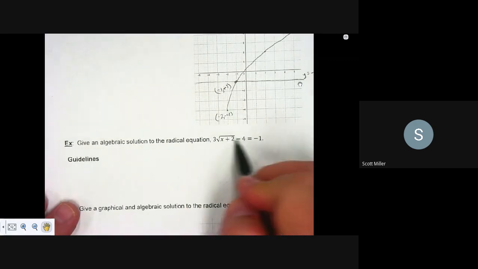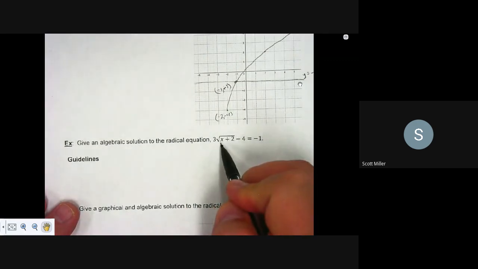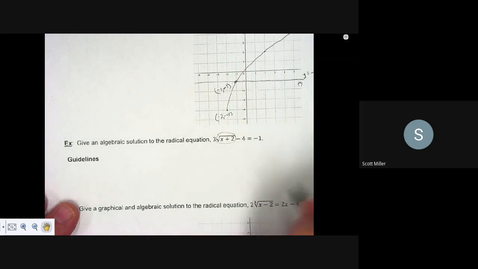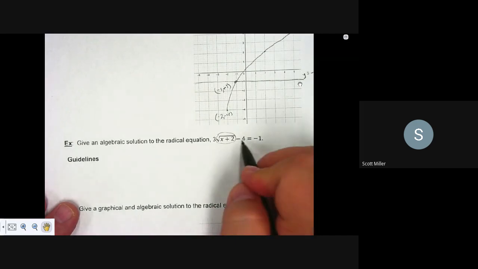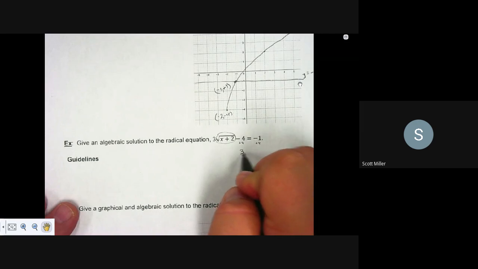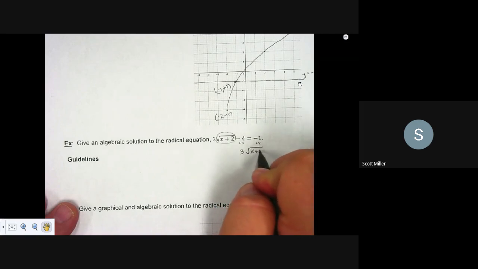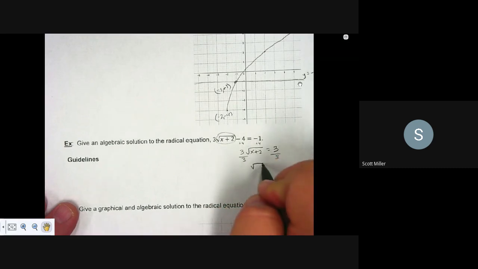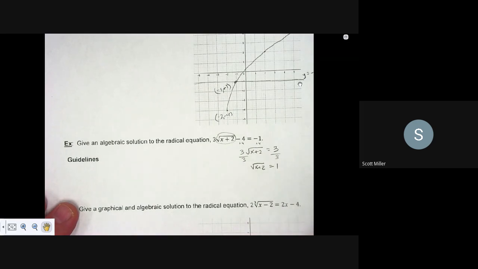So the first thing I want to do is I notice I have a radical symbol, and I need to isolate that. So that means I need to get just this by itself, and everything else on the other side. So think about this as solving an equation. I need to add the 4, and I'll get 3 times the square root of x plus 2 equals 3. Then I need to divide by 3 on both sides. And now I have the square root of x plus 2 equals 1. That's where I need it to be.